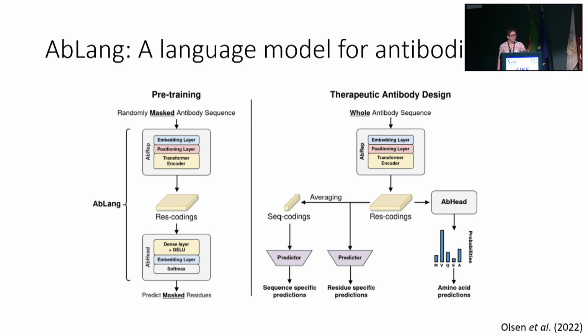So Jeff very helpfully described what a language model is. We, like Jeff, ours came out in 2022, built a language model for antibodies. And ours was basically a model where you mask a point in the sequence, or lots of residues in the sequence, and it will tell you what should be there. That's really useful, right? That's the kind of thing we want to do.